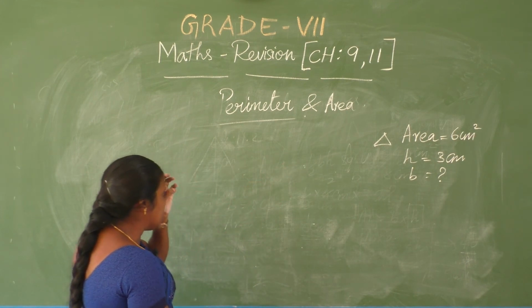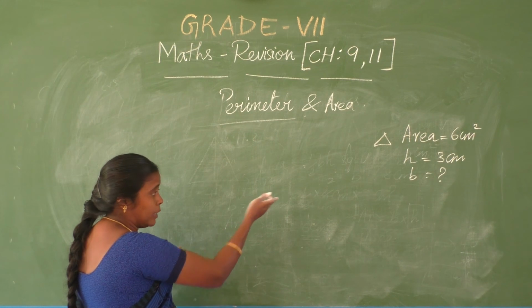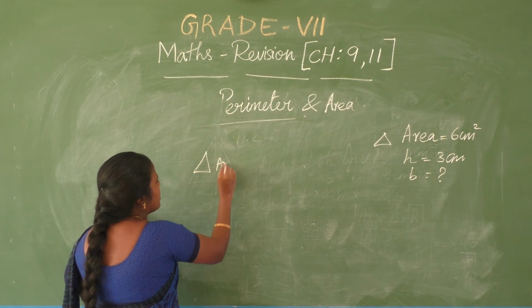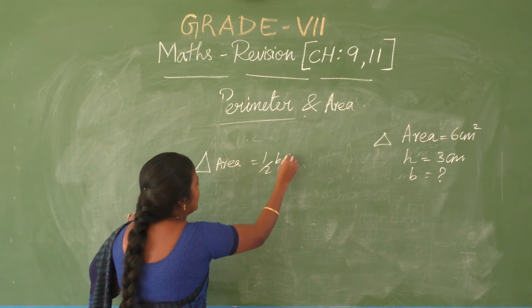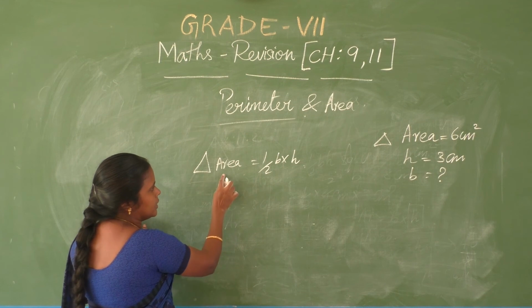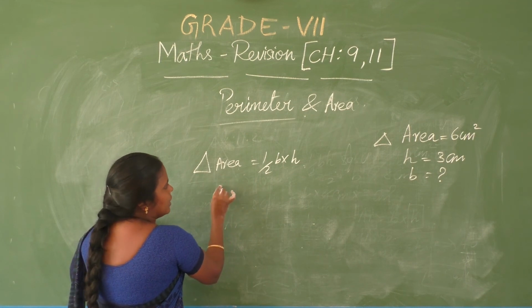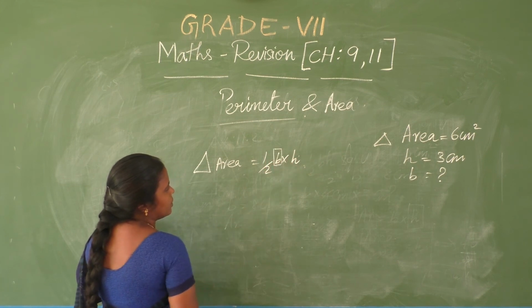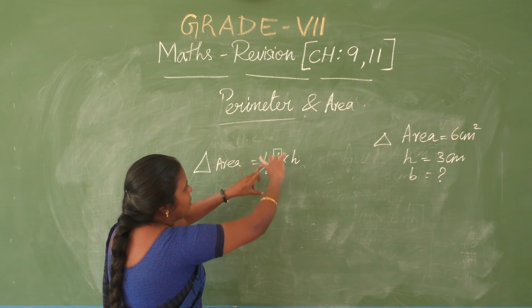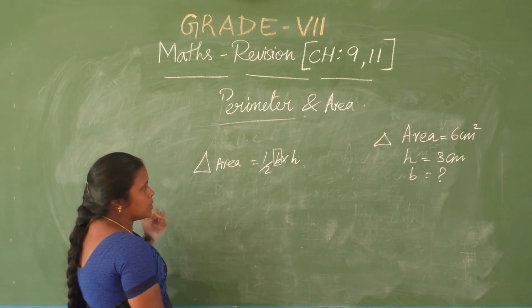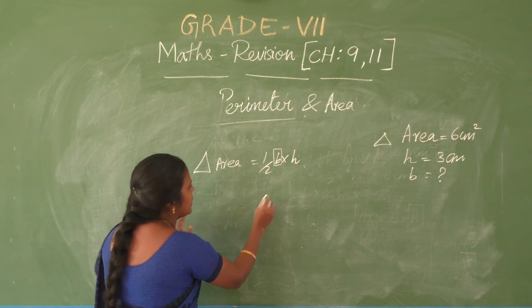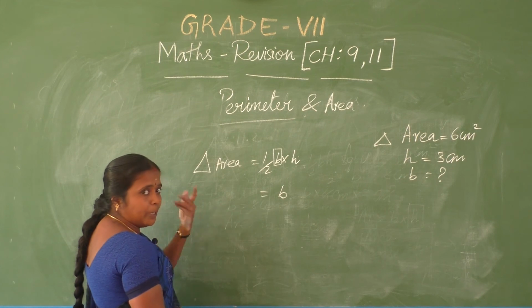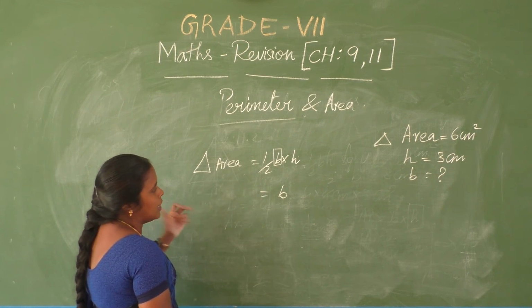So for finding base, the same procedure what we did in the parallelogram category, that only we have to apply here also. So triangular area equal to half into base into height square units. In this, area is given, height is given, that base we need. Base only we need means the remaining part is to be shifted to the opposite direction. That means half and h are extra parts there. That is to be eliminated. Eliminated is nothing but shifting to the other side.